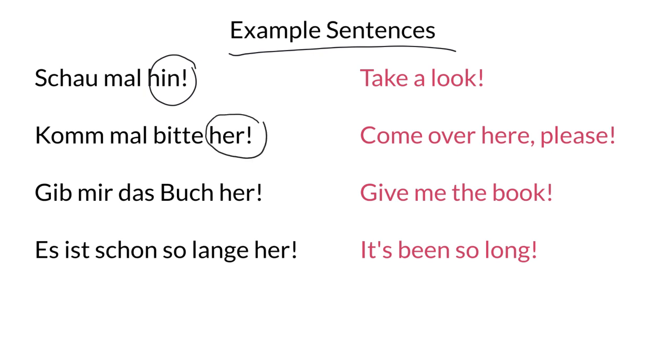Gib mir das Buch her, give me the book. Well, you want the book to come in the direction of where you are, which is why you're using her. And finally, es ist schon so lange her. This one is very interesting because it's not talking about location, it's talking about time. And that's why you use the her, because you're in a particular location of time. It's been so long from a point in the past to now where you are standing in relation to time.